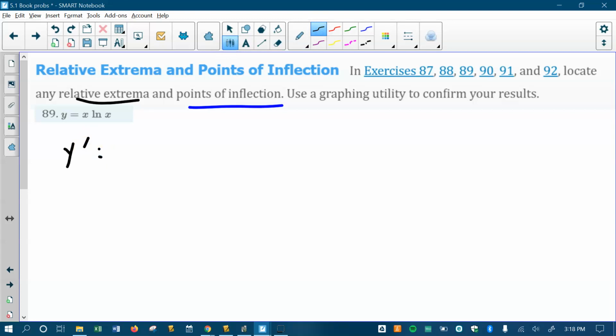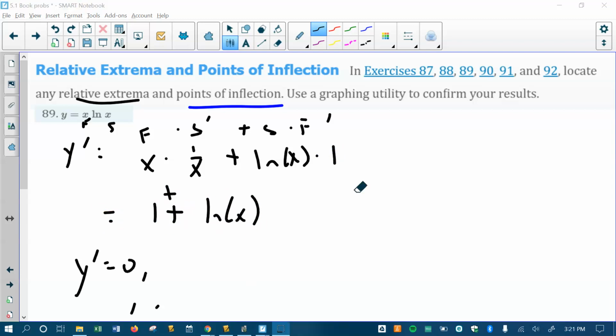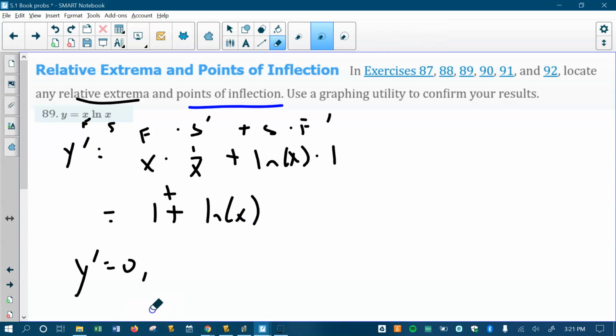y prime equals, let's do first times second prime plus second times first prime. We'll say x is first, ln of x is second. So we have x times the derivative of ln of x, which is 1 over x, plus the second, ln of x, times the derivative of the first, which is 1. Simplifying that, we get 1 plus ln of x. Now we can set the first derivative equal to 0.